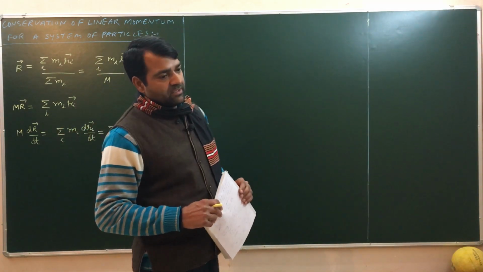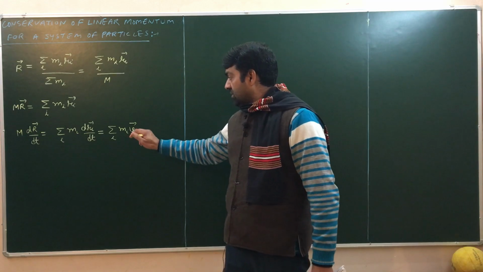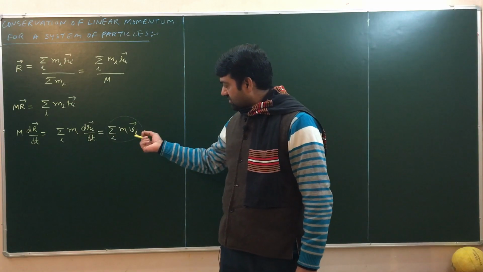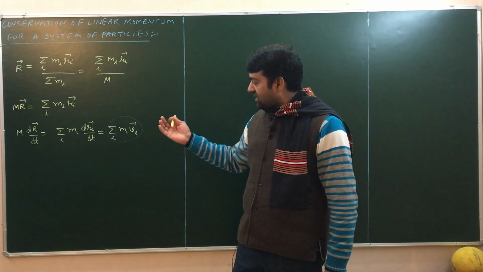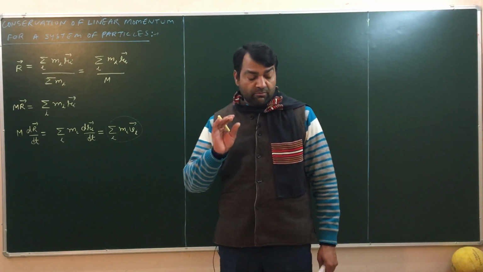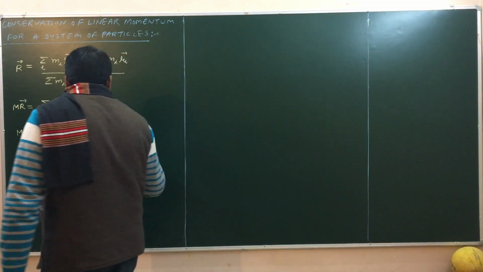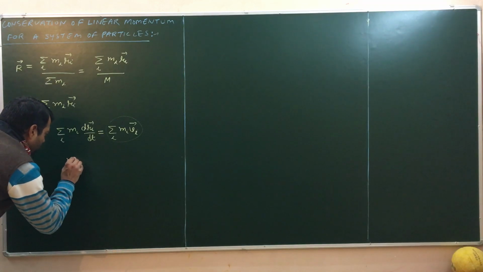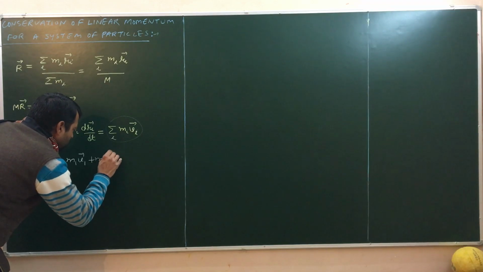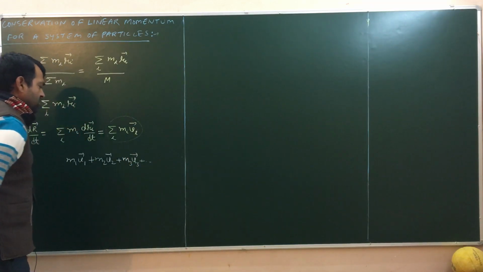Suppose my system has 10 raised to power 6 particles and they are moving. Then this term which seems to be single is actually 10 raised to power 6 terms. And these 10 raised to power 6 terms are very complicated. Complicated in the sense, dear student, this is actually m1 v1 plus m2 v2 plus m3 v3 up to 10 raised to power 6 terms.